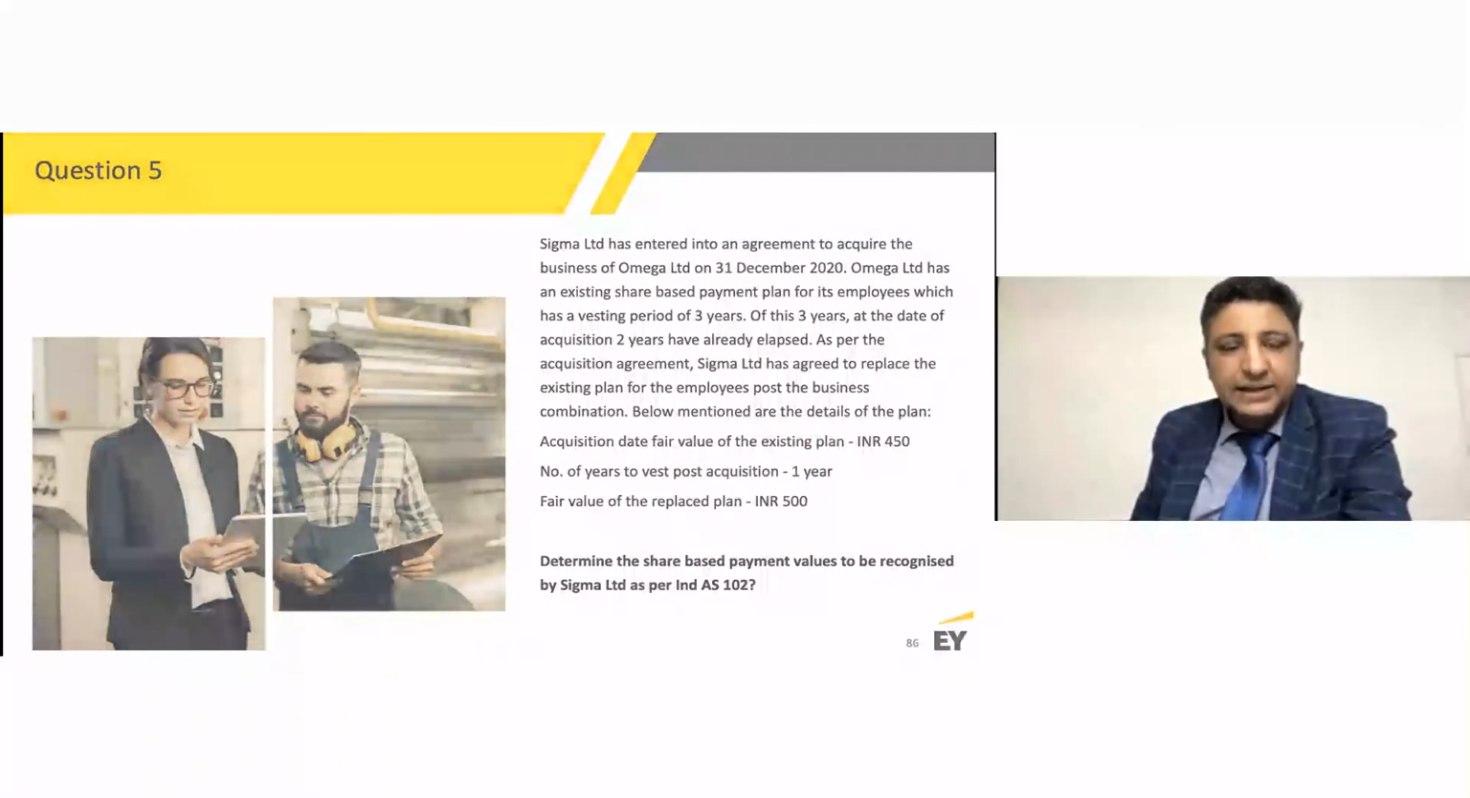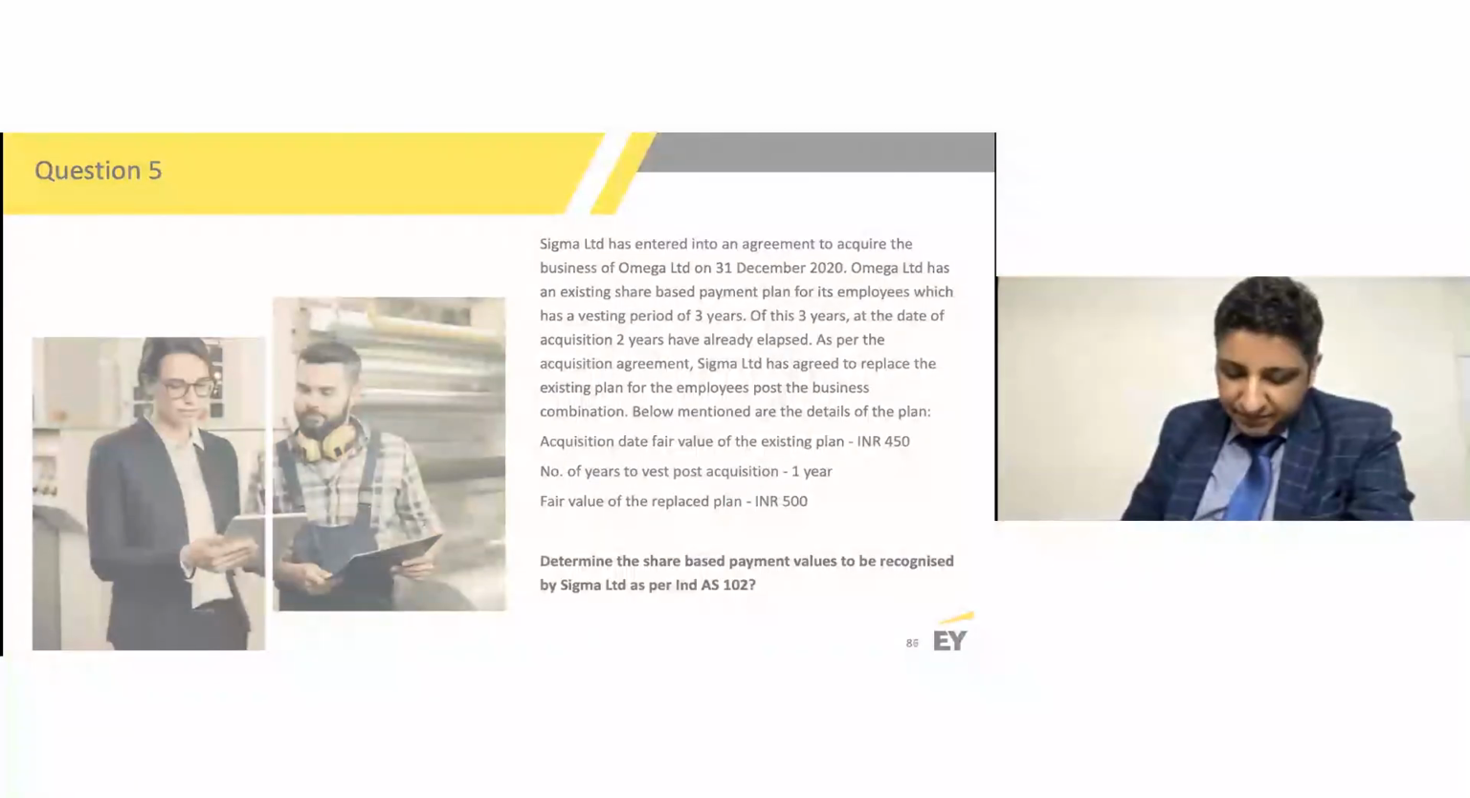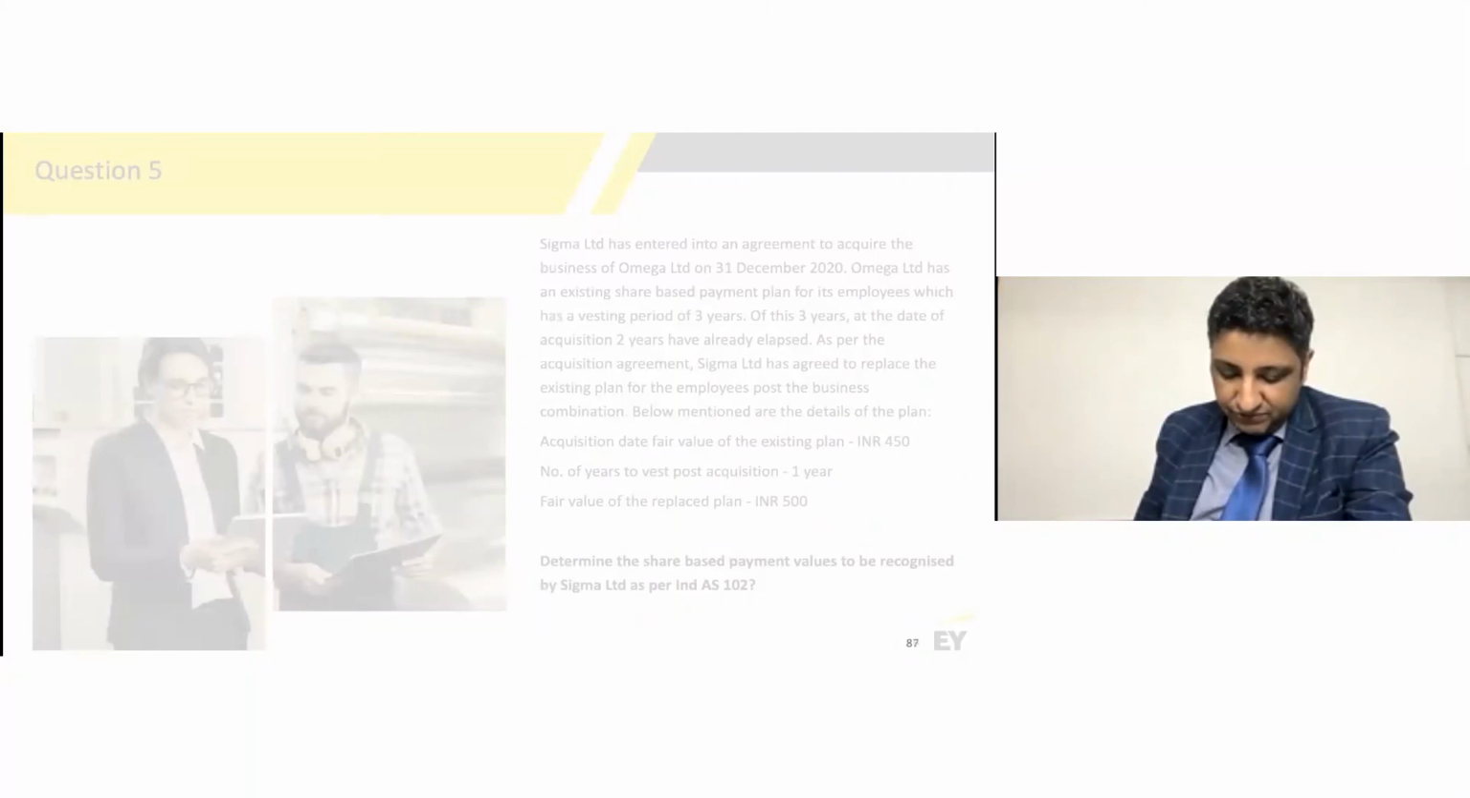All right. Let's have a look at the formal solution. We are provided that the vesting period pre-acquisition is 2 years. The vesting period post-acquisition is 1 year. The total fair value on the date of acquisition is 450. So effectively, from the perspective of the business combination, 300 would already have been considered.